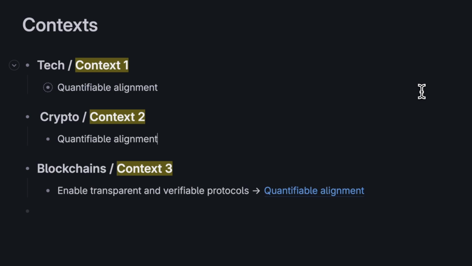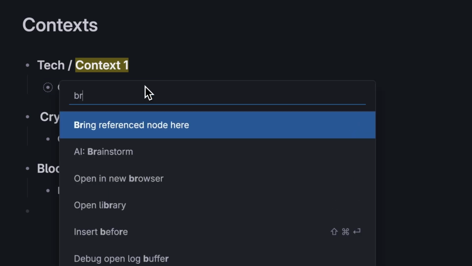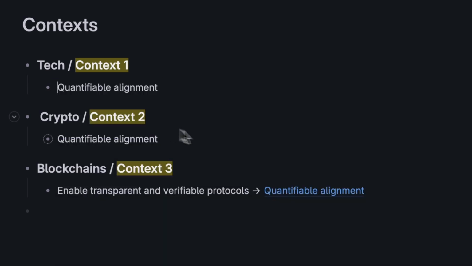And in terms of location, the beauty of Tana is that things can be located anywhere, because later on you can discover them using queries. But also, if you want your node to be located in a specific place, for example, not in the crypto but in a tag, you use the command key and bring this reference node there. So now it's located under the tag and it has the reference under the crypto.